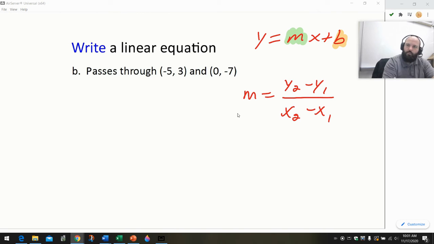I'm going to label my ordered pairs, x, y, x, y. This is the first set of ordered pairs. This is the second set of ordered pairs.